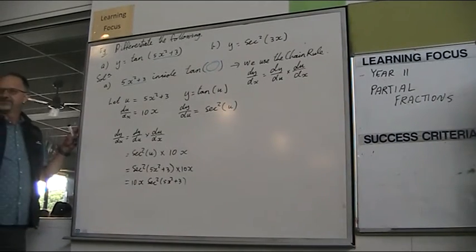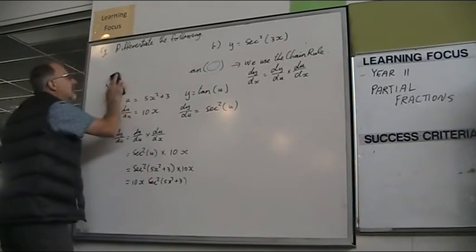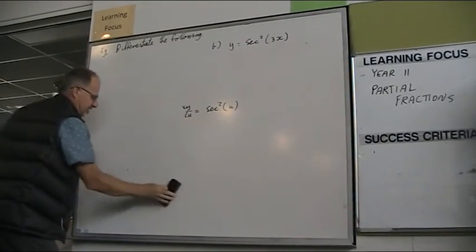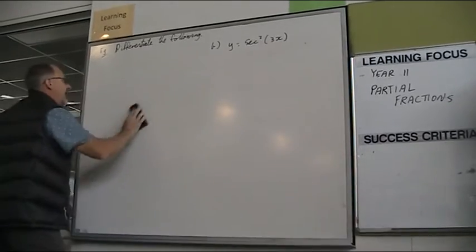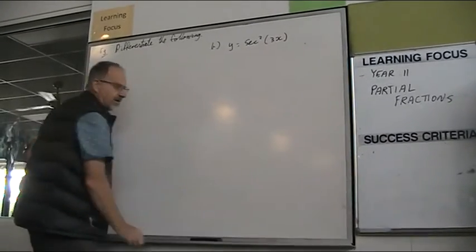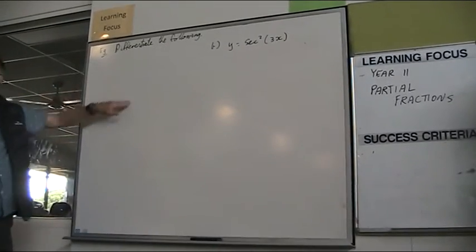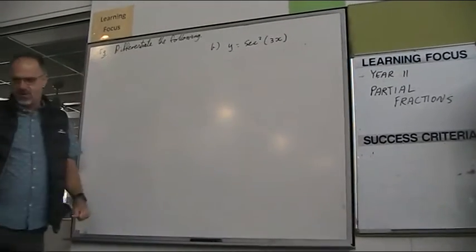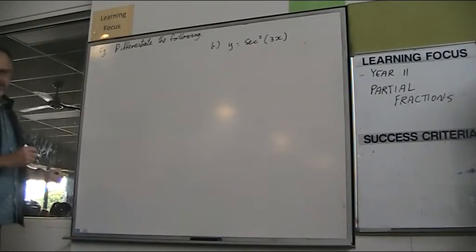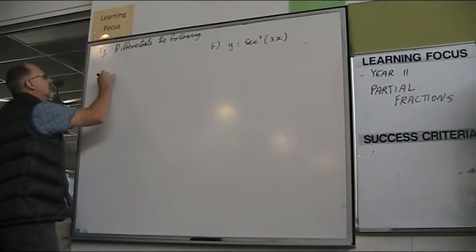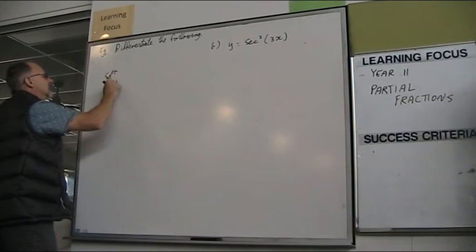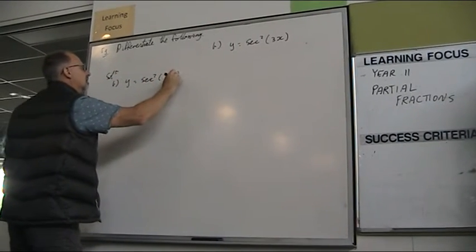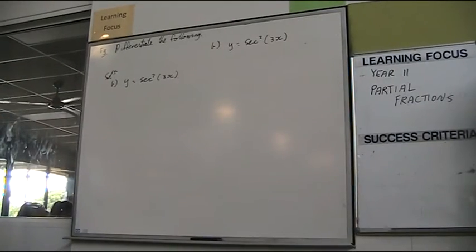I'll rub that off. B. Now, when you look at your list of standard derivatives, sec squared's not one that's on it. So we need to do something else. So we've got y equals sec squared of 3x. So we need to do something else with that.